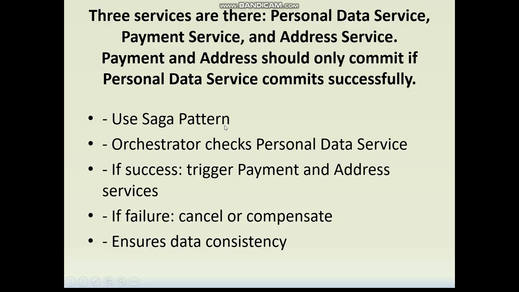One way is that you can use the Saga pattern, and the orchestrator is a way to implement the Saga pattern. The orchestrator is a central container. It will check the personal data service, and if the personal data service is able to commit the data in the database successfully, then it will trigger the payment and address services. If the personal data service fails and is not able to commit the data successfully in the DB, then it will cancel or compensate, and will not trigger the payment and address services to save the data. So this ensures data consistency between the services. If any of the services fails, none of the services' data is going to be saved in the DB. So this helps ensure data consistency.